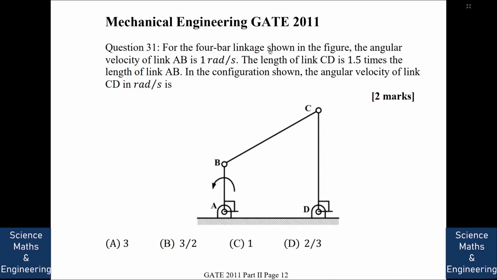For the 4-bar linkage shown in the figure, the angular velocity of link AB is 1 radian per second. So the angular velocity of this link AB is 1 radian per second. The length of link CD is 1.5 times the length of link AB. So CD is 1.5 times AB. In the configuration shown, we need to find the angular velocity of link CD in radian per second.